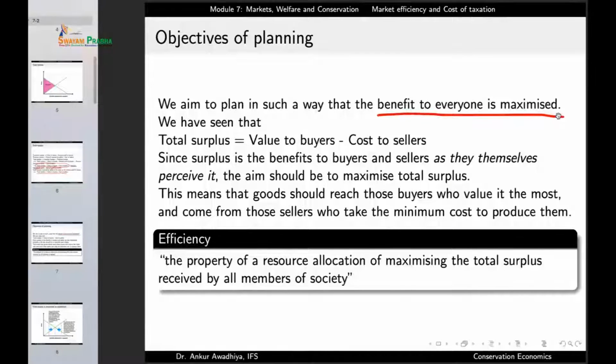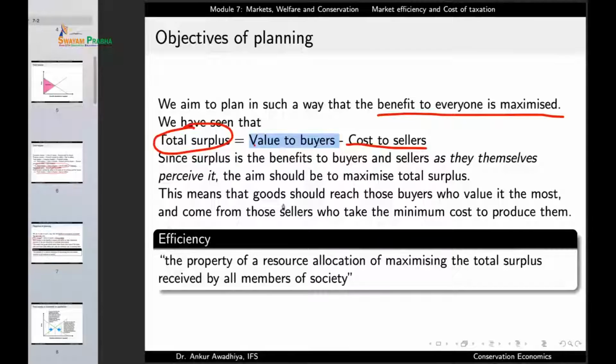Now, we have seen that total surplus is value to the buyers minus cost to the sellers. And since surplus is the benefit to the buyers and sellers as they themselves perceive it, the aim should be to maximize the total surplus, which means that we should maximize the value to the buyers and we should minimize the cost to the sellers. In that case, the total surplus will be maximized. Now we can do that by ensuring that goods should reach those buyers who value it the most and come from those sellers who take the minimum cost to produce them.